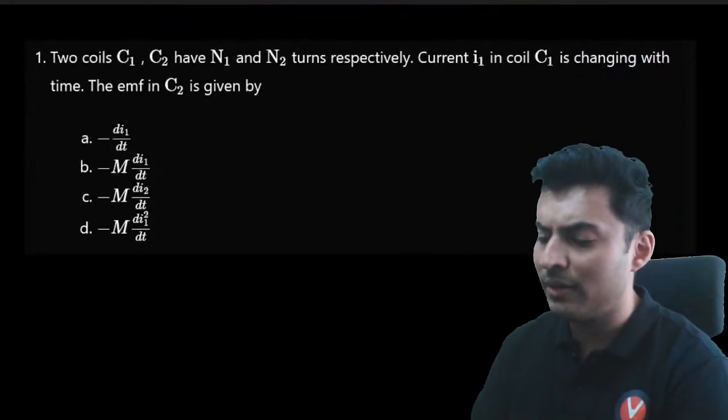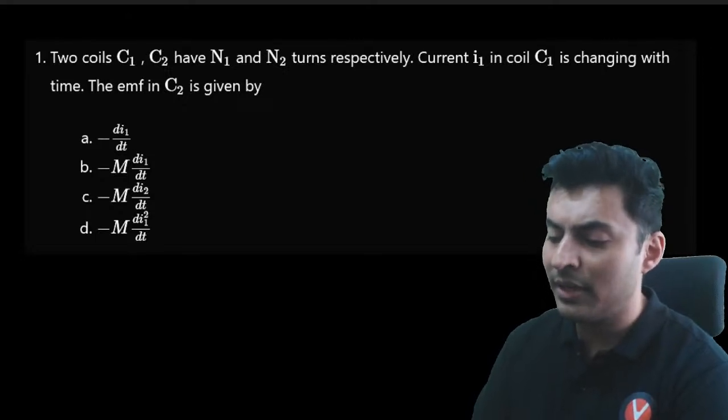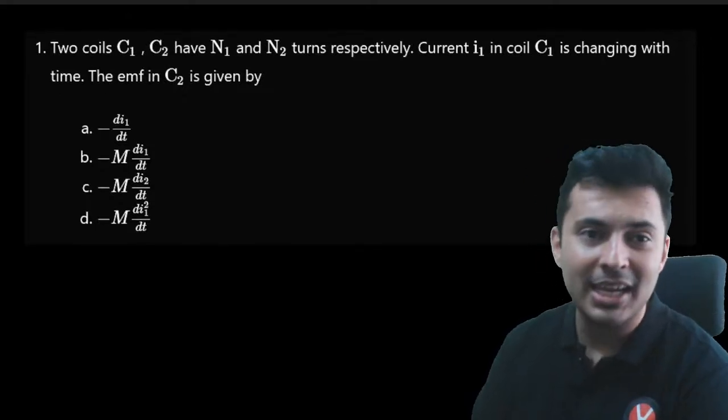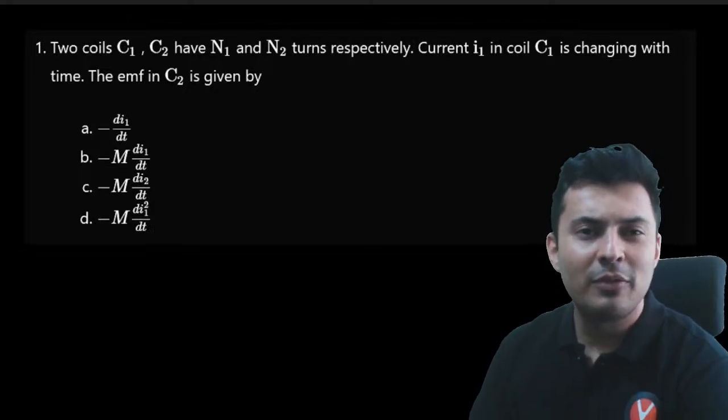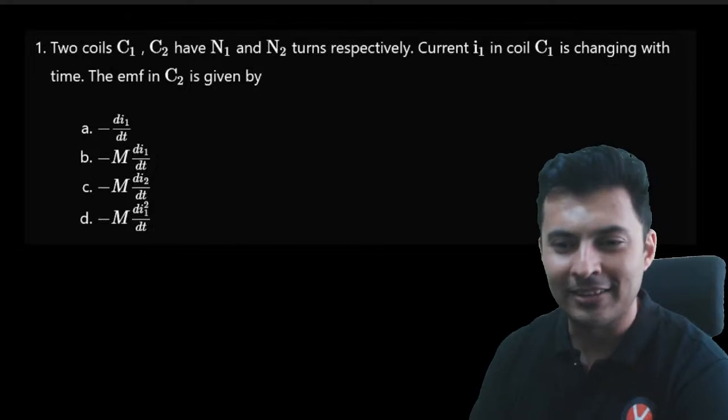Two coils C1, C2 have turns N1, N2. Current I1 in coil C1 is changing with time. The EMF in coil 2 is given by... Confusing question. It's a question on mutual induction, Faraday's law and Lenz's law together.